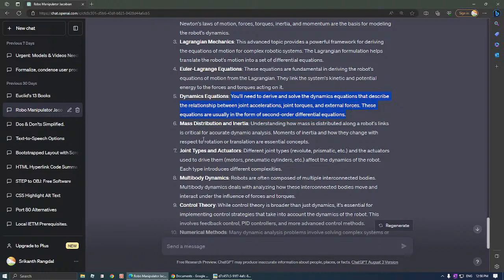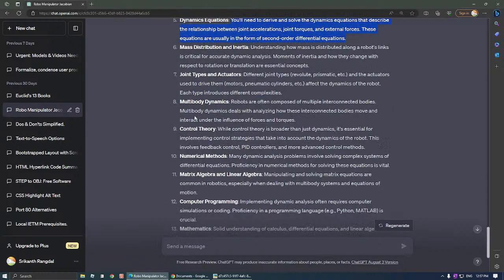Then we have the mass distribution and inertia. Understanding how mass is distributed along the robot's links is critical for accurate dynamic analysis. We first have the center of mass, center of gravity, to take care of. Then we have the moment of inertia. Of course, this is going to be important because of the amount of torque which will be required in case a lot of angular acceleration is involved. There, the moment of inertia will play a very critical role in finding out how much inertial torque will be resulting on the robotic joints. Okay, anyway, so with respect to rotation and translation, these are essential concepts.